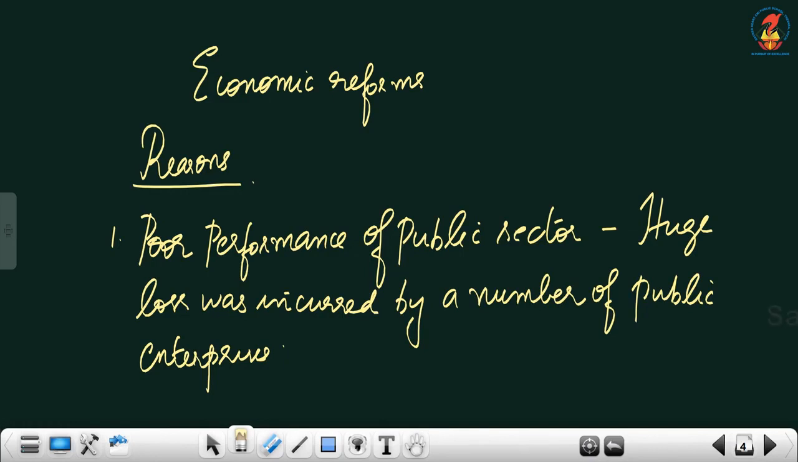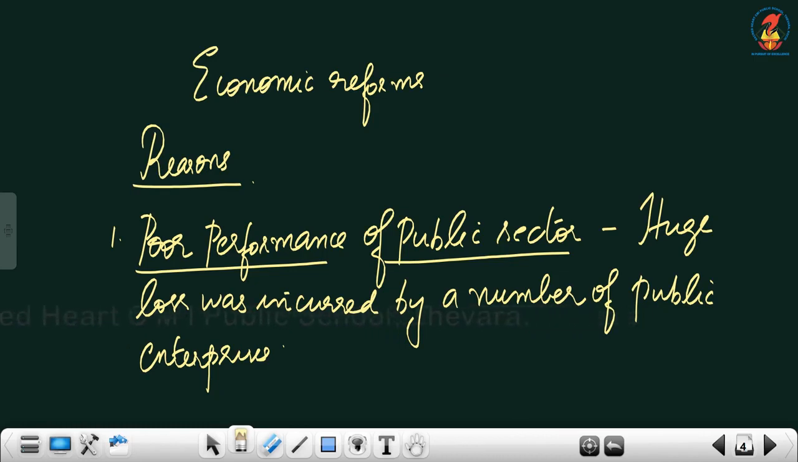Now, let us see what were the reasons for the economic reforms. The first reason is the poor performance of the public sector. Just as I told you now, in certain areas the performance of the public sector was not up to the mark.